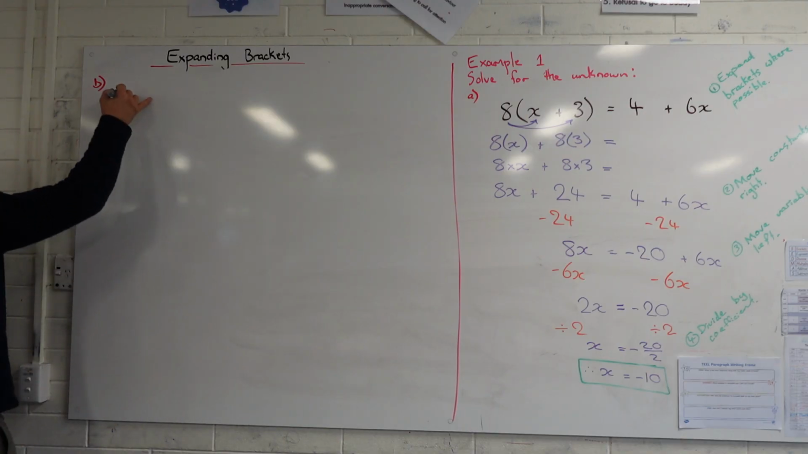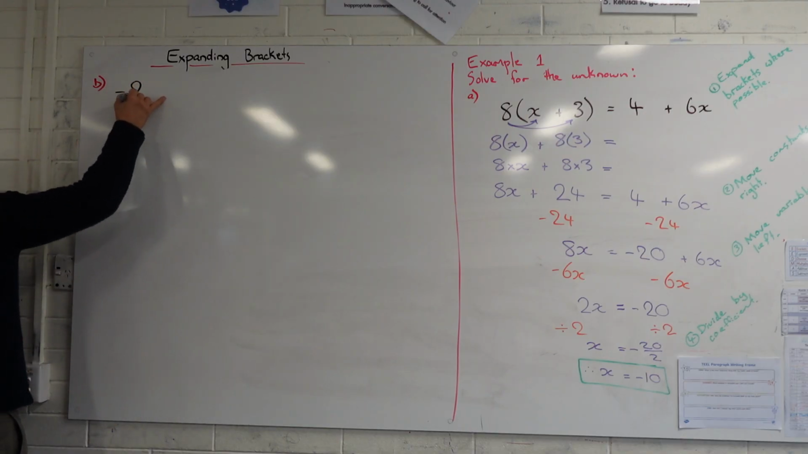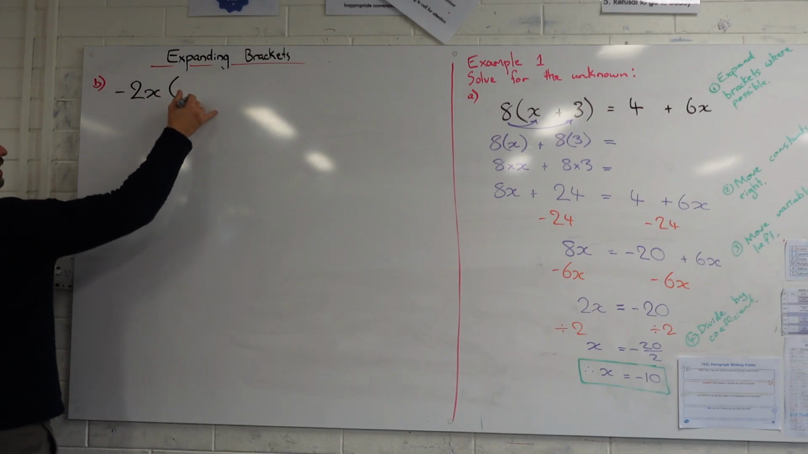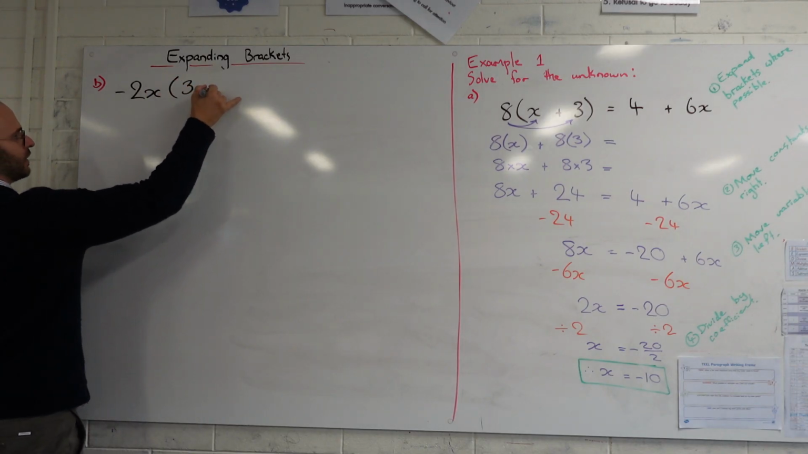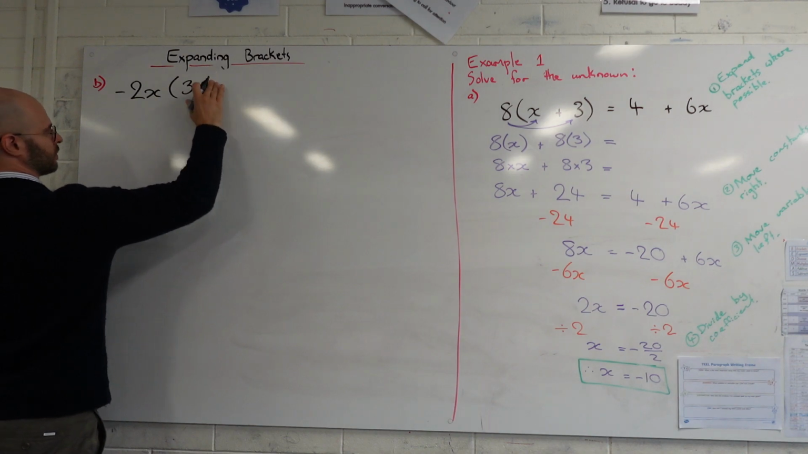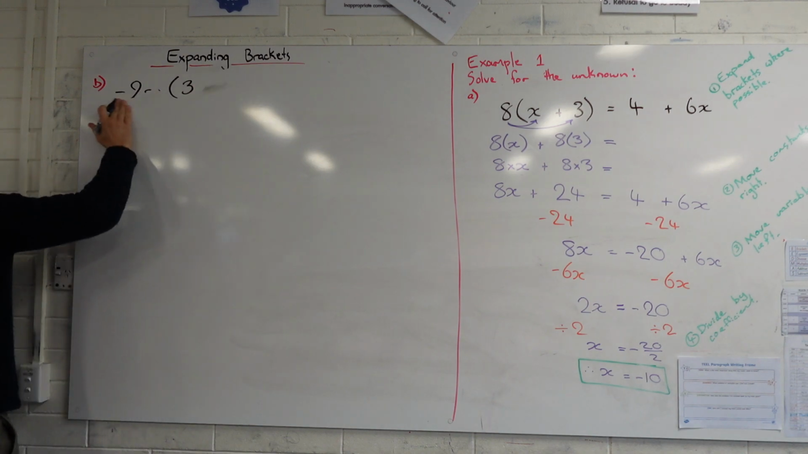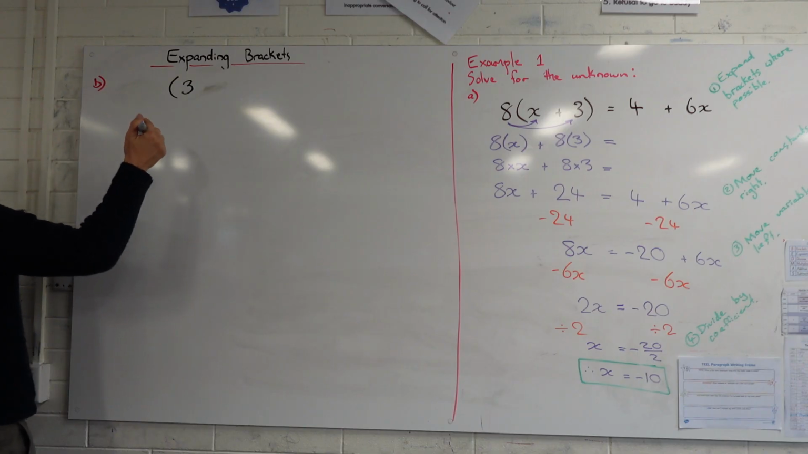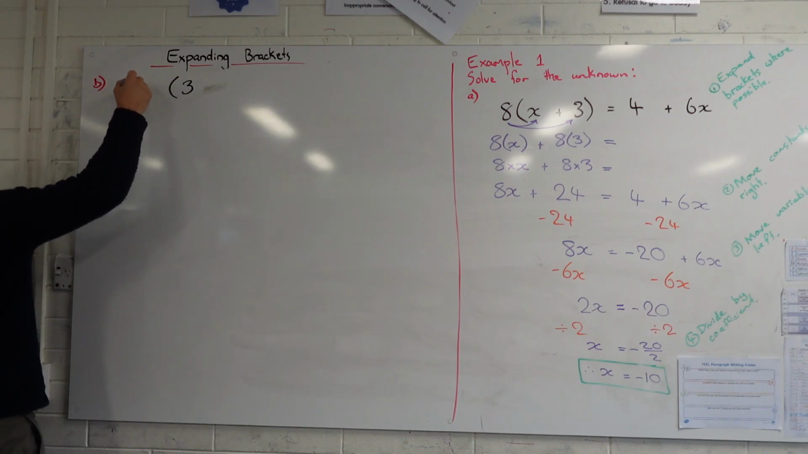Okay, we're going to up the complexity. Minus 2x. Then inside we're going to get 3 plus... Actually no, we can't really have the x out front. Okay, let's put the x out front.